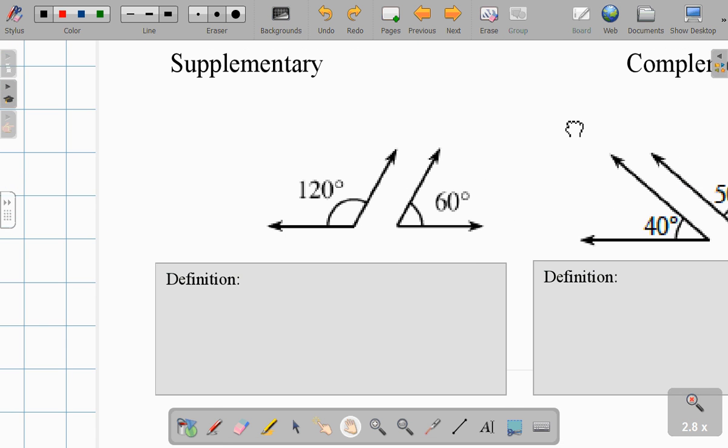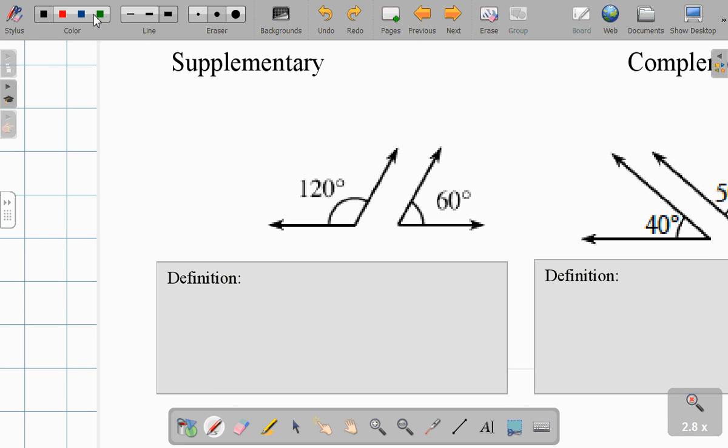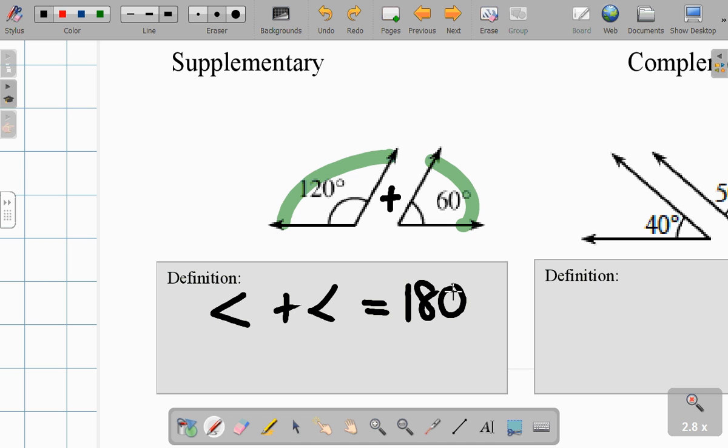Come down here. Put a little plus sign between these two guys. We got 120 and 60. These two angles add up to how much? Yep. And the word we use to say add up to 180 is the word supplementary. Sums to 180. Say it.